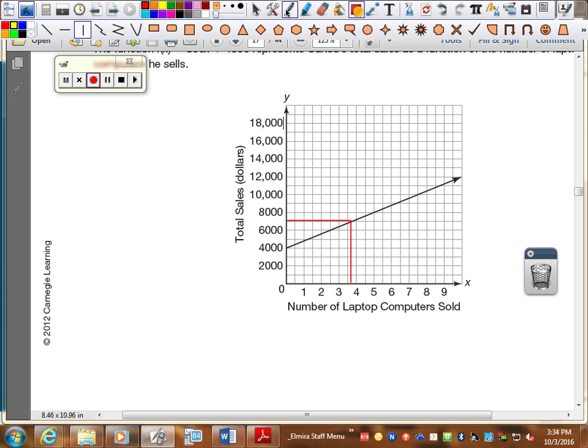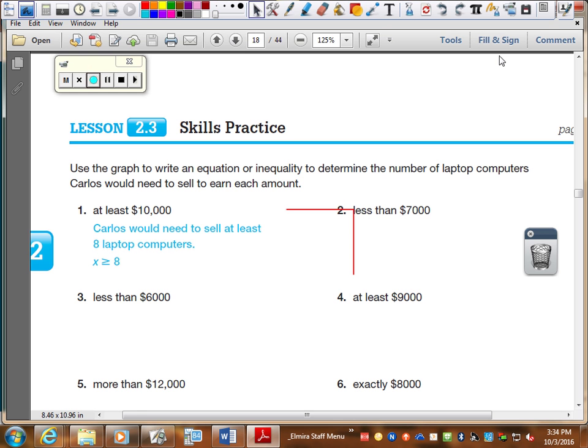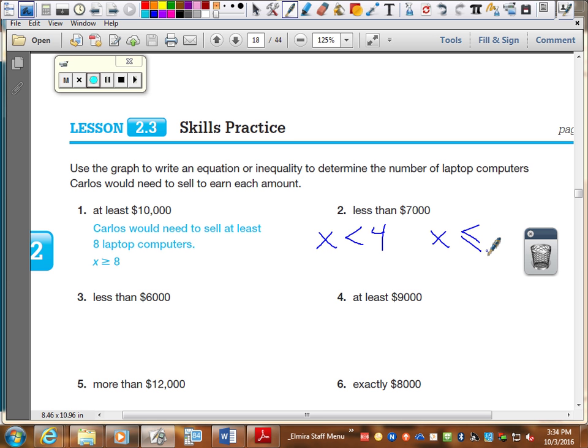So if I were answering this question, okay, I could answer it in one of 2 ways. I could say that the number of laptops had to be less than 4 laptops, because that's true. I could also say that he could sell less than or equal to 3 laptops. So I would say either of these are mathematically valid. Okay, either of those are mathematically valid. Alright, so you're just going to look at the graph and write an inequality to answer each question.